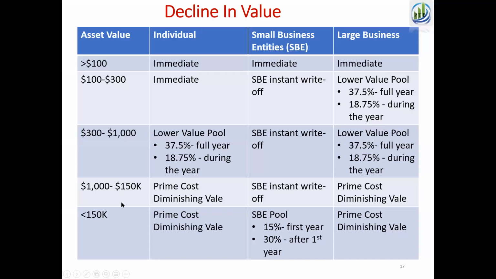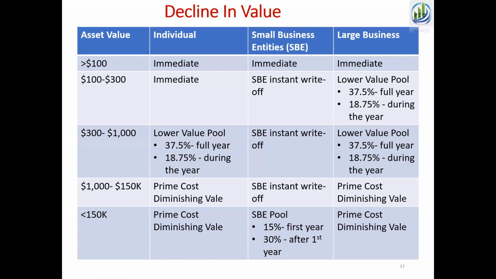Right. Okay. So you can see I put the 3 lines. Asset value: whenever you purchase the assets, what kind of depreciation method you're going to use. Second one, if you are an individual, what you're going to do. Third column, if you are a small business entity, which one you're going to use. If you are a large business, how you are going to do.